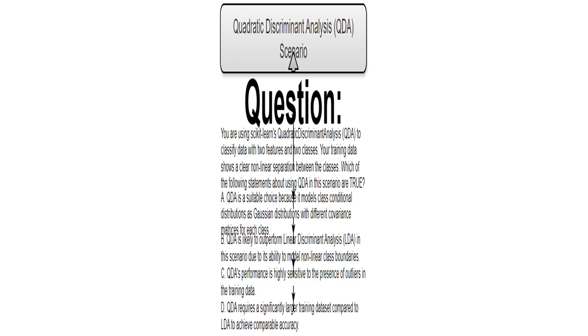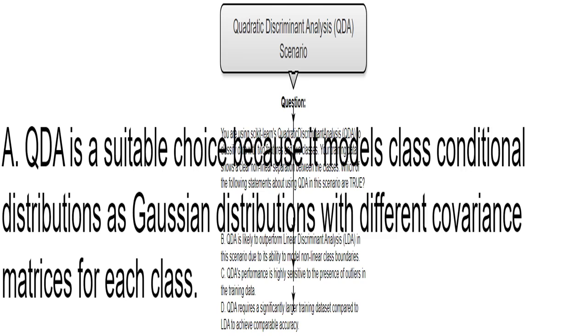Given a dataset where the two classes of data are clearly not linearly separable, meaning you can't draw a single straight line to perfectly split them, what are the true statements about using QDA for classification? We need to understand what makes QDA tick and how it differs from LDA to answer this. Because we have a non-linearly separable dataset, one that cannot be perfectly divided using a single straight line, LDA, which assumes linear separability, will likely struggle to classify the data effectively.